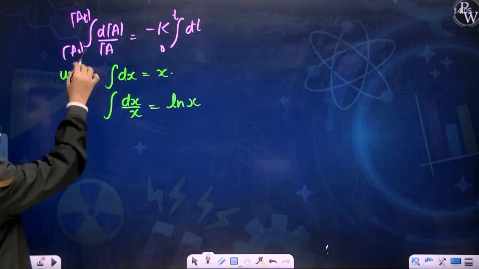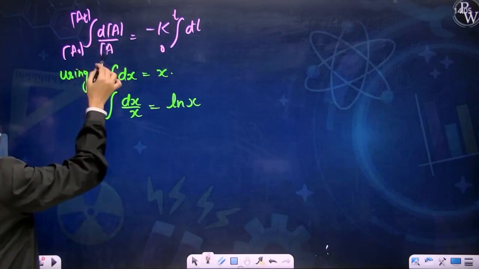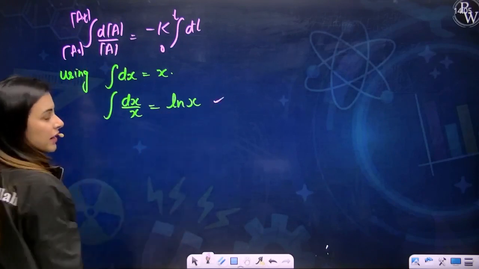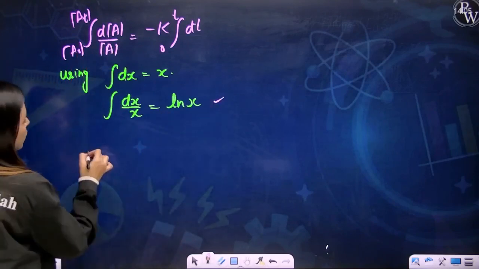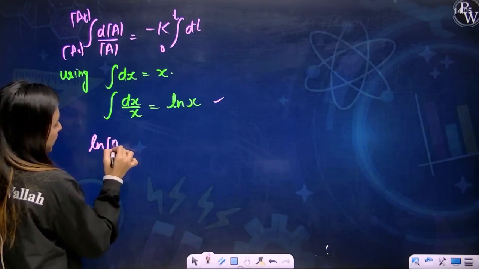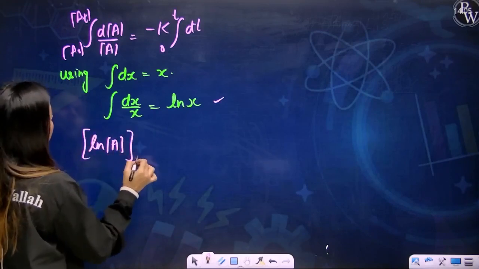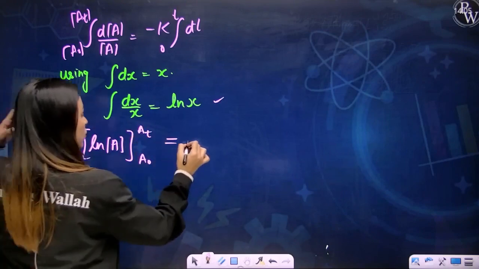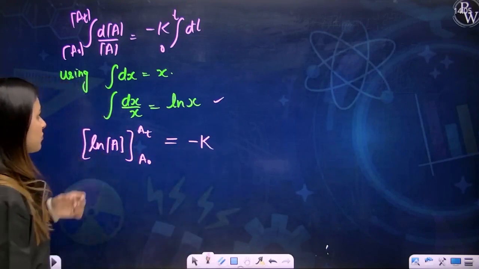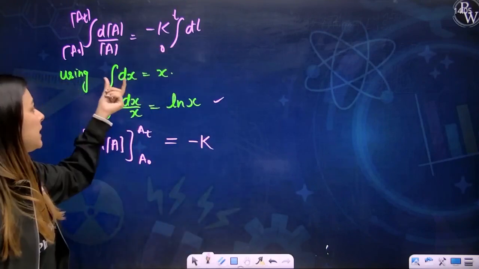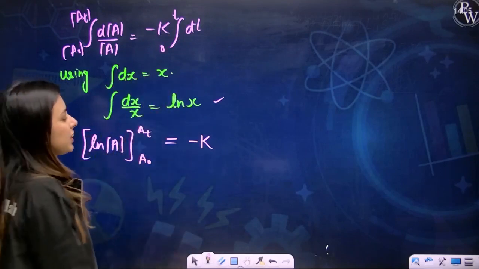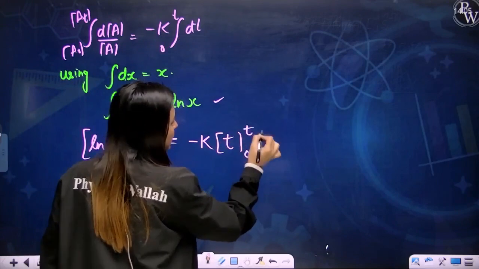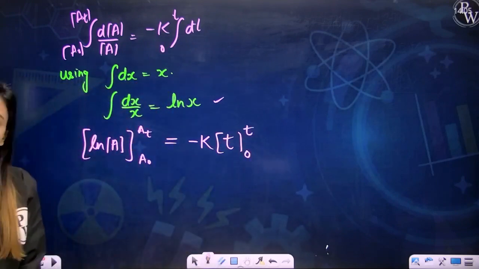Okay, so now we are integrating dA by A. If we are integrating dA by A, can I use this expression? Yes, this will be equal to natural log of A, and the limit would be from A naught to A t. This will be equal to minus k into the integration of dt. Integration of dx gives you x, so integration of dt will give you t. And the limits would be from 0 to t.